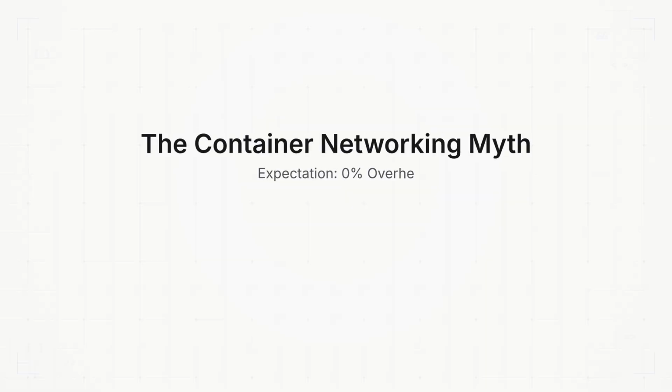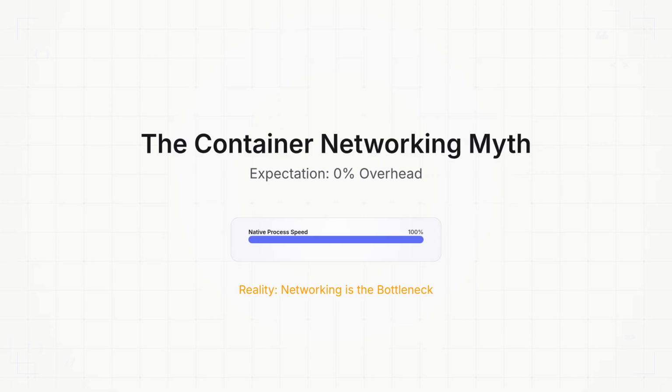In the world of cloud-native development, we often treat containers as if they are practically free. We're told that because containers share the host kernel, they offer near-native performance. While this is largely true for CPU and memory allocation, networking is a significant exception. When you move a process into a container, you aren't just wrapping it in a security boundary, you are placing it behind a complex, multi-layered virtual network stack. This abstraction comes with a measurable cost in latency, throughput, and CPU utilization.